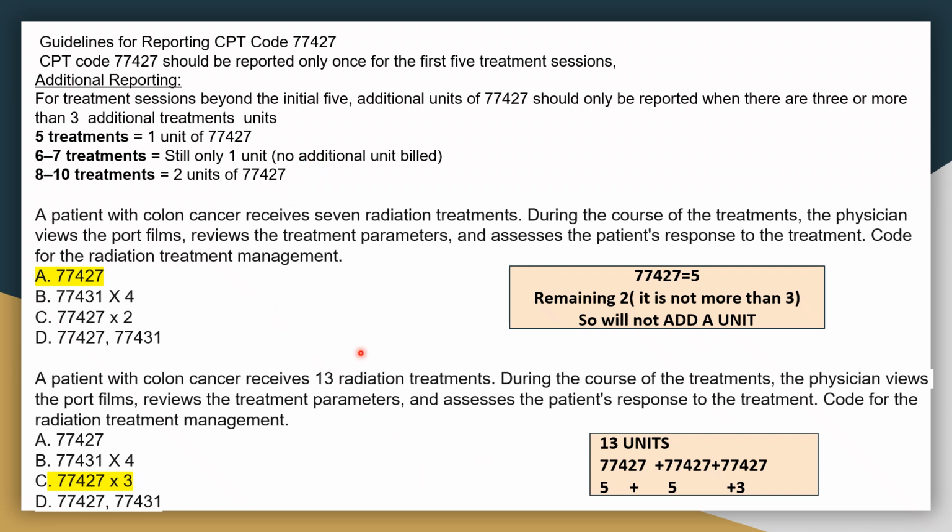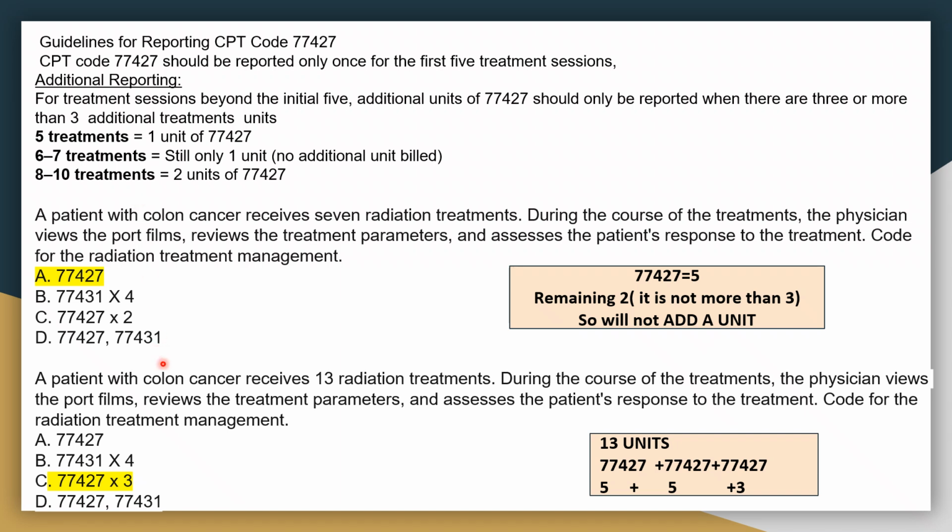Let us take one example to make your concept better. A patient with colon cancer receives 7 radiation treatments. During the course of the treatment, the physician views the port film, reviews the treatment parameters and assesses the patient response to the treatment. Code for the radiation treatment management. And we have these options. Now how many? 7 radiation treatments. So how will I do it? 5 plus 2. Do I need to add an additional unit of 77427? Definitely not. Because what is the mantra? 3 or more than 3. So we will write the answer 77427.